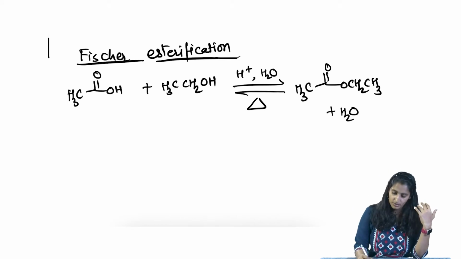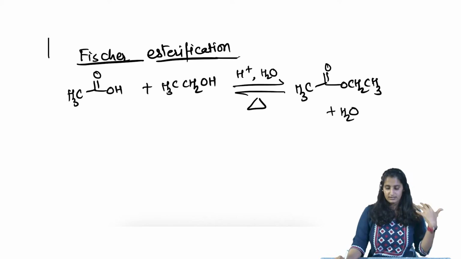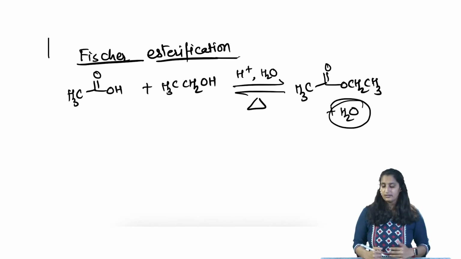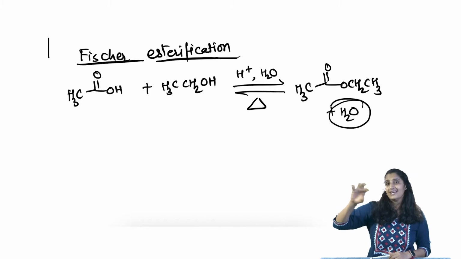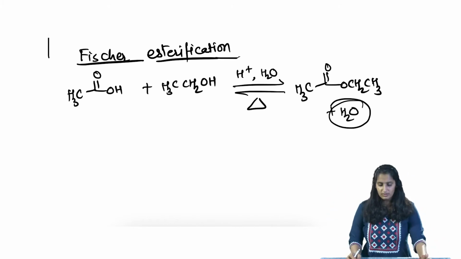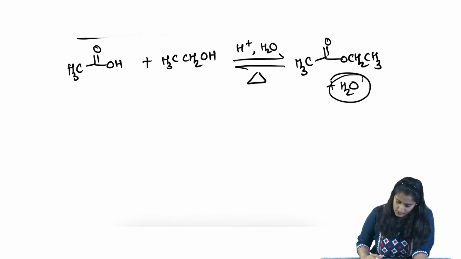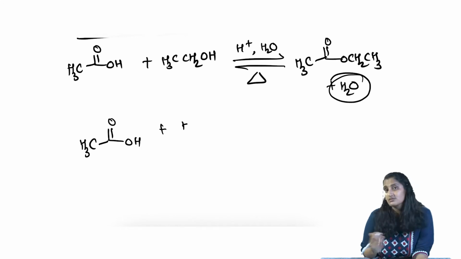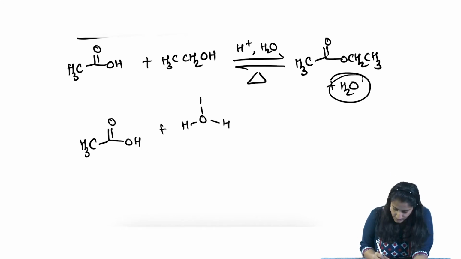There is a water molecule that gets kicked out, and this water is constantly removed from the system such that the ester formation is favored. So, now let us try to do the mechanism of this particular reaction. Let us take acetic acid. In the case of acetic acid being mixed with H3O+, what is the first step?